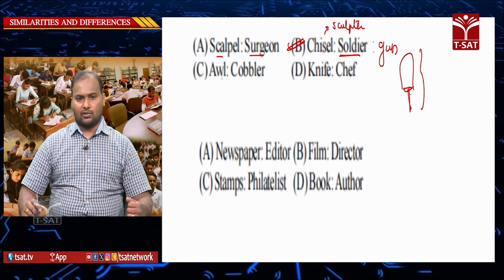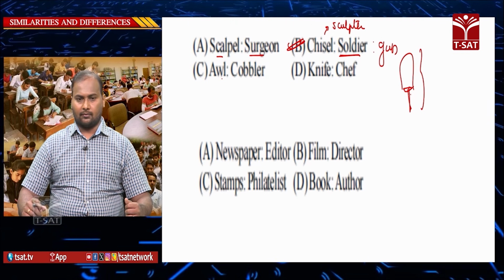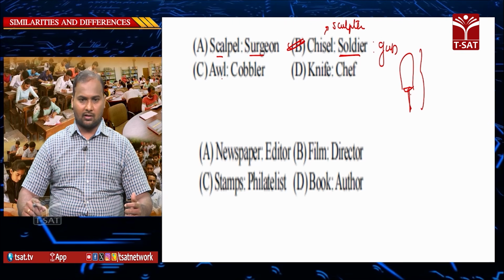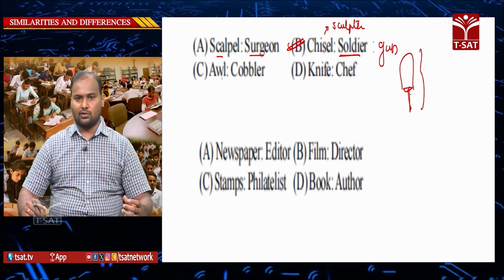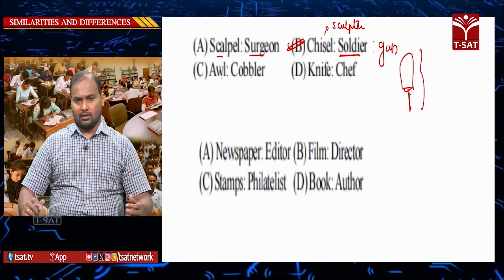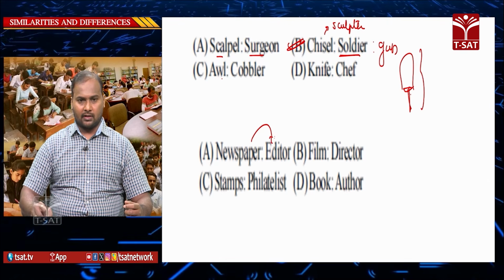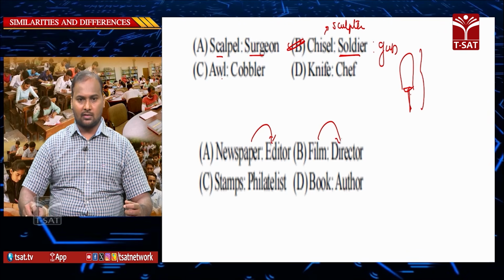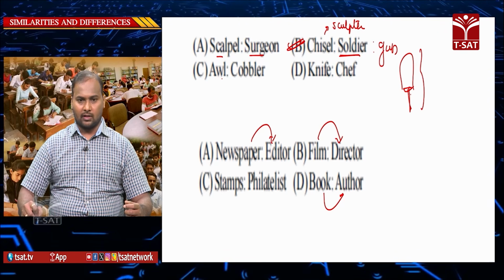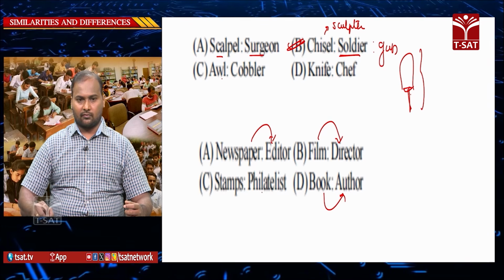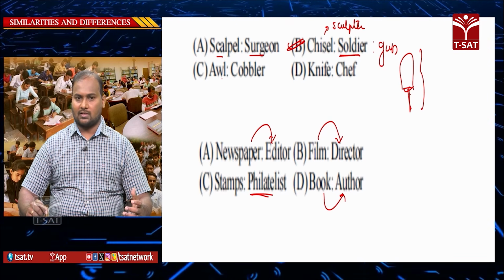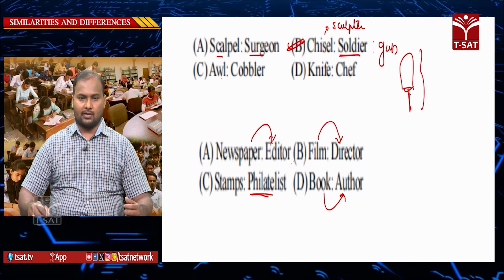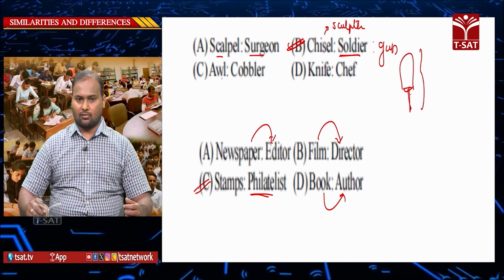Next one. See the next question. Newspaper editor, film director, stamps philatelist, book author. The moment you see this, what is the relation you can establish between a newspaper and editor? We know that the head of the newspaper is the editor, head of the film is the director, head of the book is the author. And what is philatelist? Philatelist means a person who collects stamps. Collection of stamps, right? So that is the reason option C is not matching.